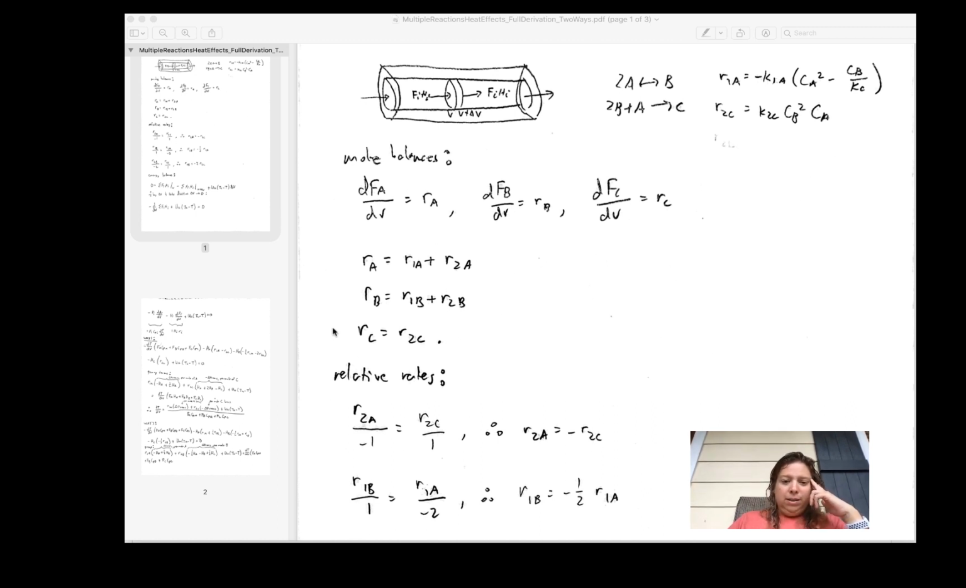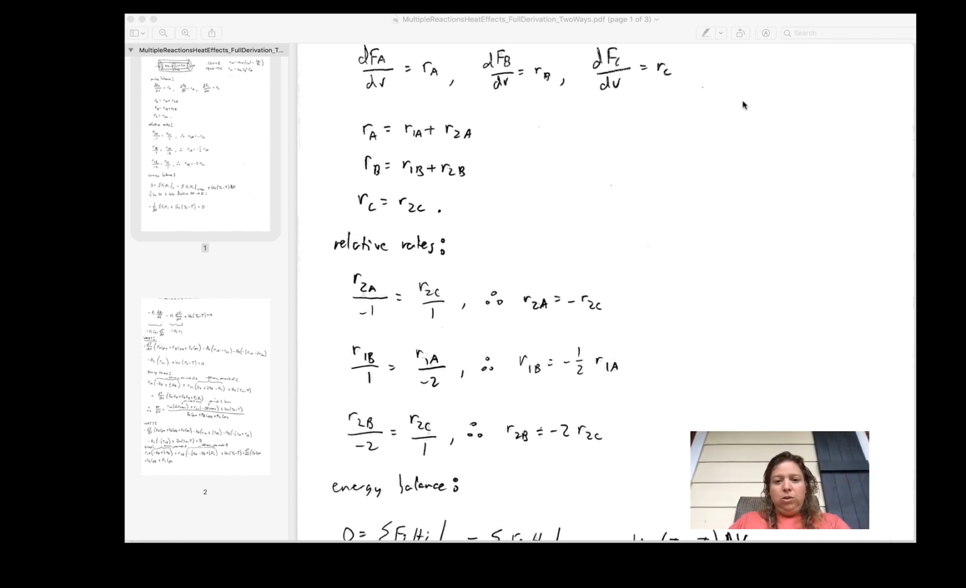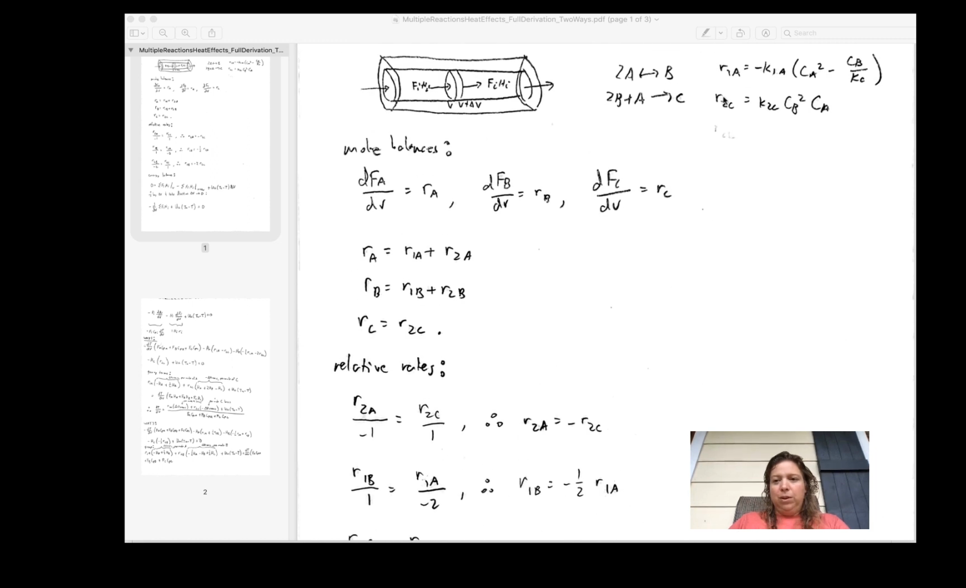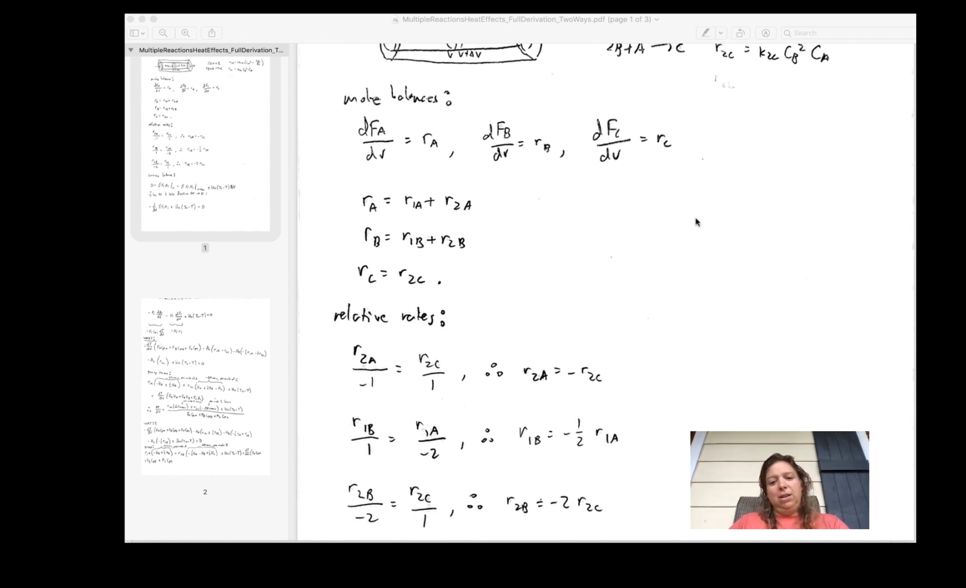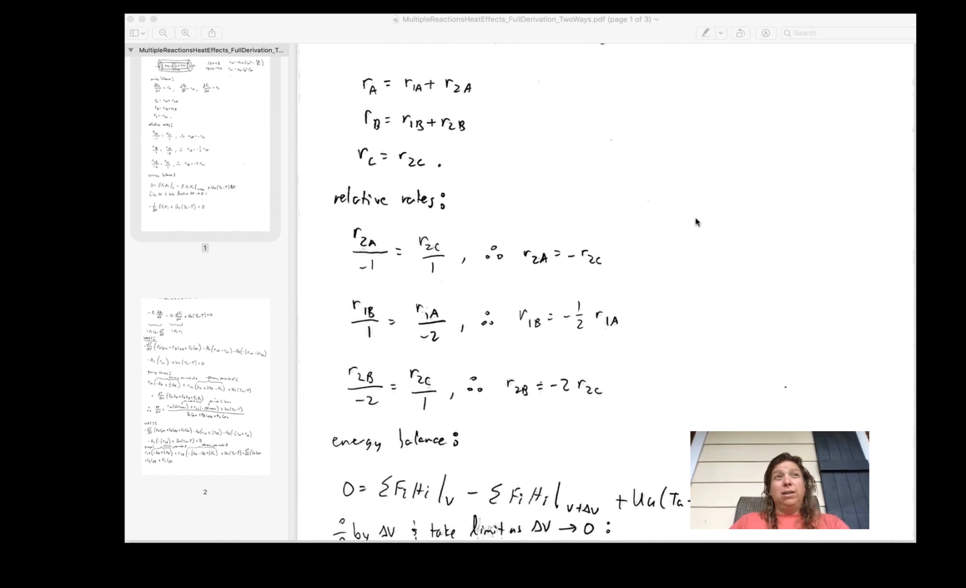So when I write these expressions here, I'm just going to start out by writing them. If it's A that I'm interested in, I'm going to write the rate of A for each reaction, even though they're given, for example, in terms of C, and I'm going to use relative rates next to convert to the species that the rate is given in terms of. So that's what I'm doing here. The rate of reaction 2 is given in terms of C, and the rate of reaction 1 is given in terms of A.